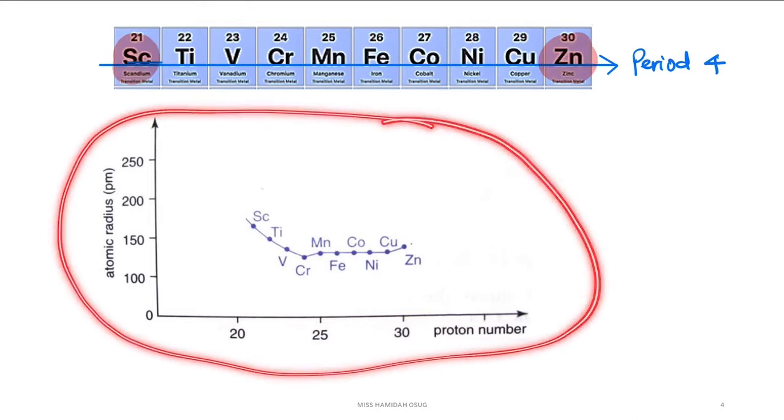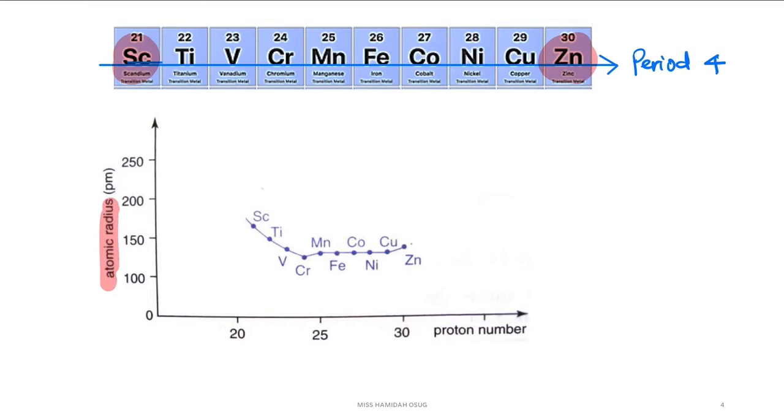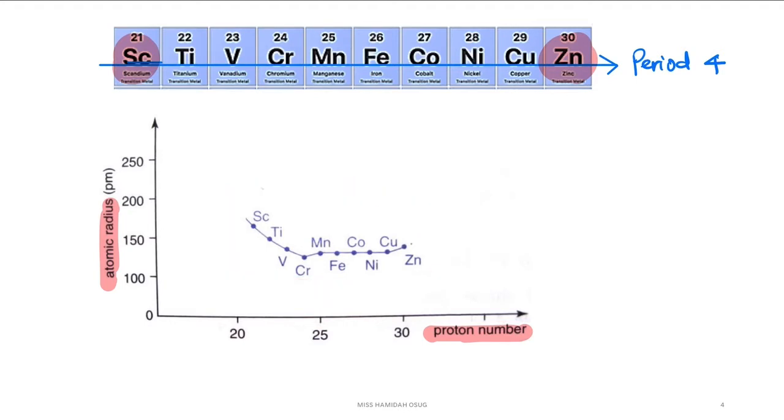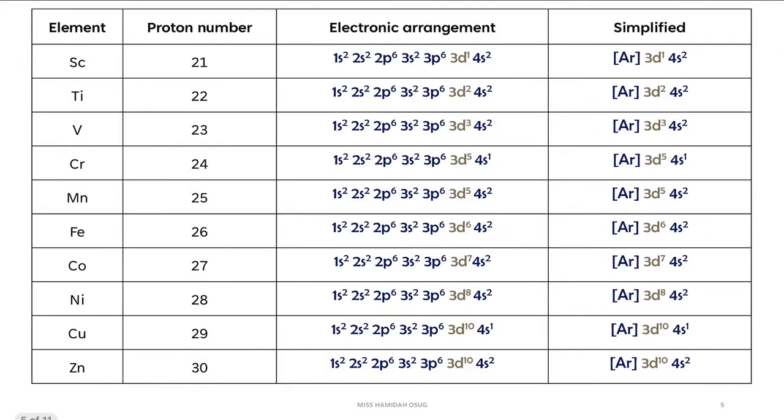The graph shows the relationship between the atomic radius of transition element and their proton number. As you can see in the graph, the atomic radius just has a small difference between them from scandium all the way to zinc. Why is that? First, let's take a look at the proton number of each of the element. As we can see, the proton number is in increasing trend.